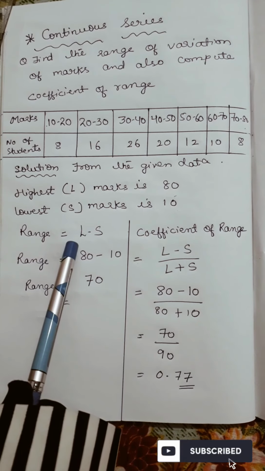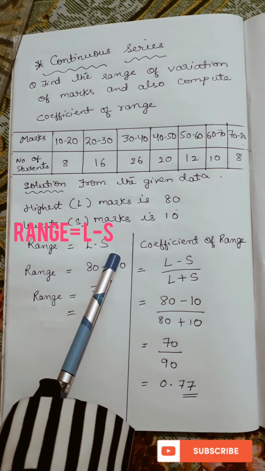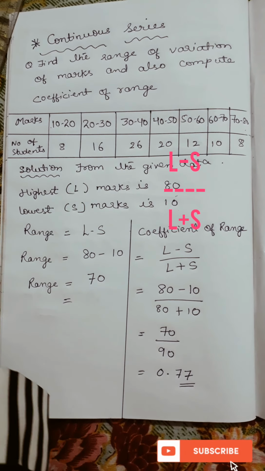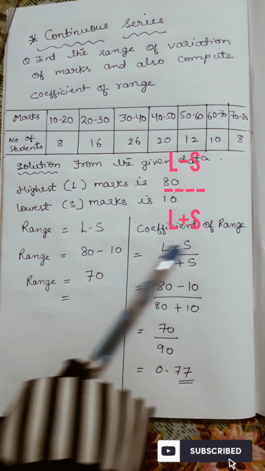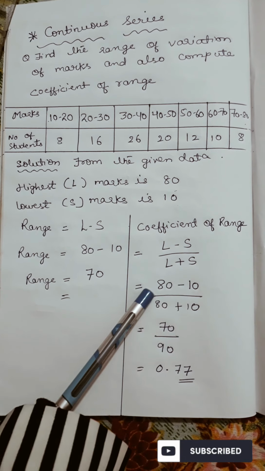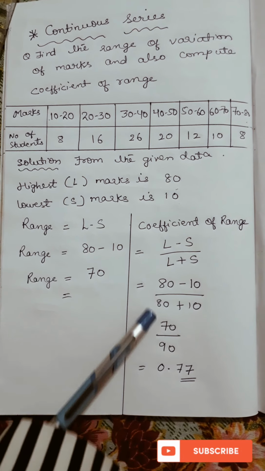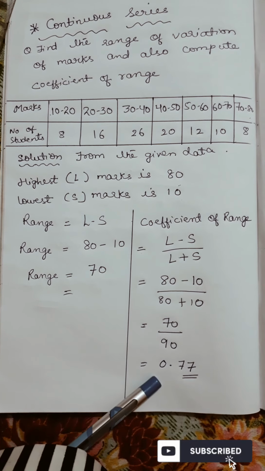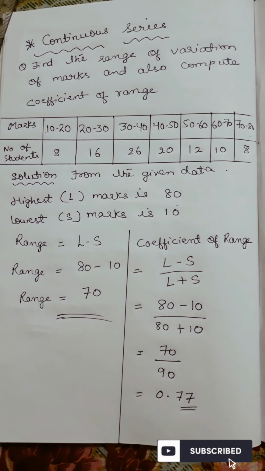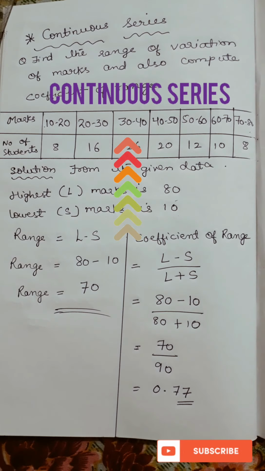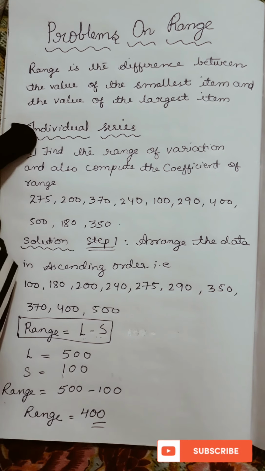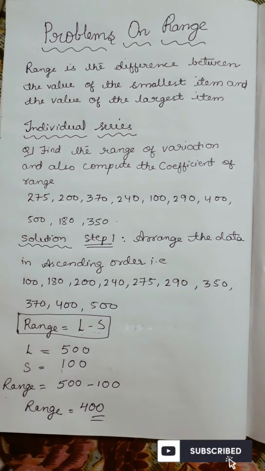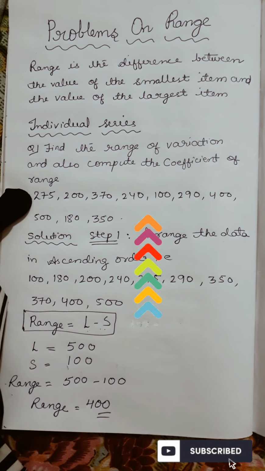So here we are done with the calculation. L minus S range formula, 80 minus 10 we get 70 and coefficient of range L minus S divided by L plus S, 80 minus 10 divided by 80 plus 10, 70 by 90, just divide the values, will get 0.77. This is continuous series and this one is the individual series. One line will be there, and in discrete series also same process.